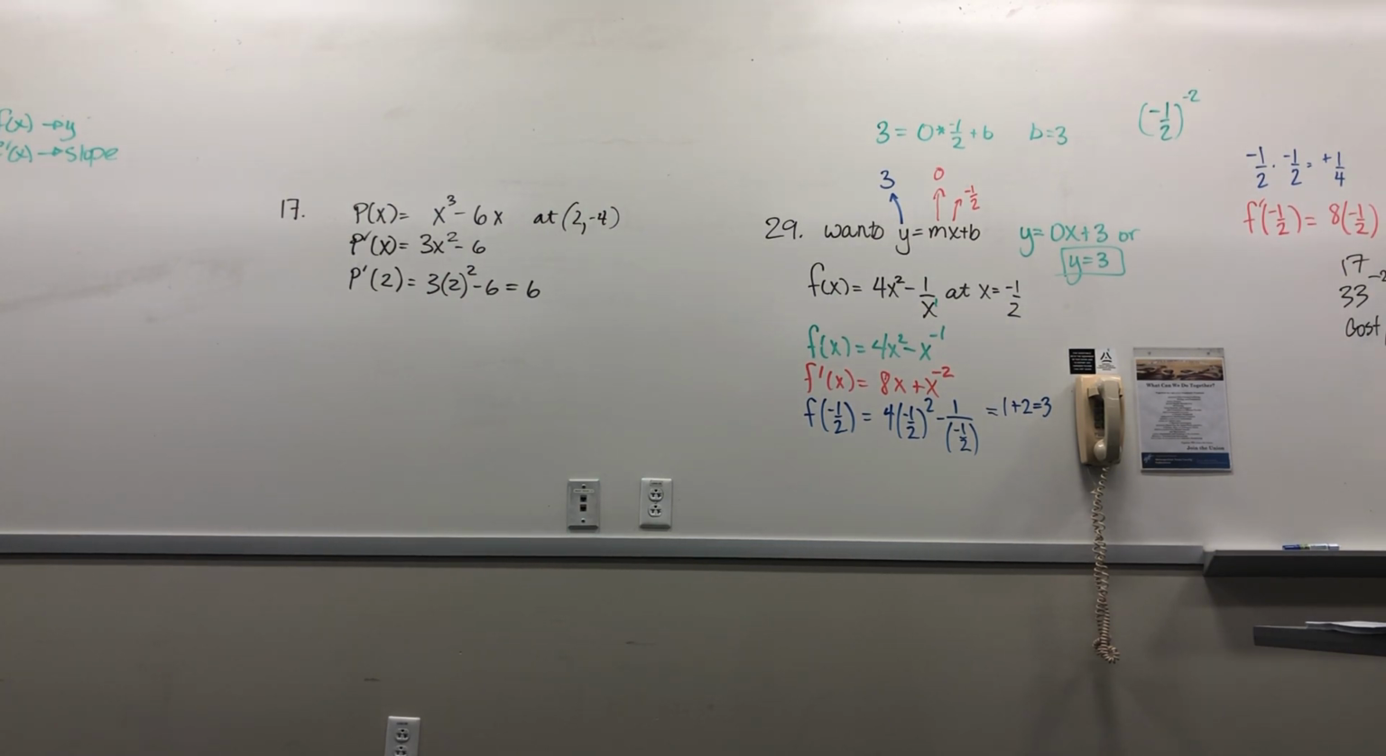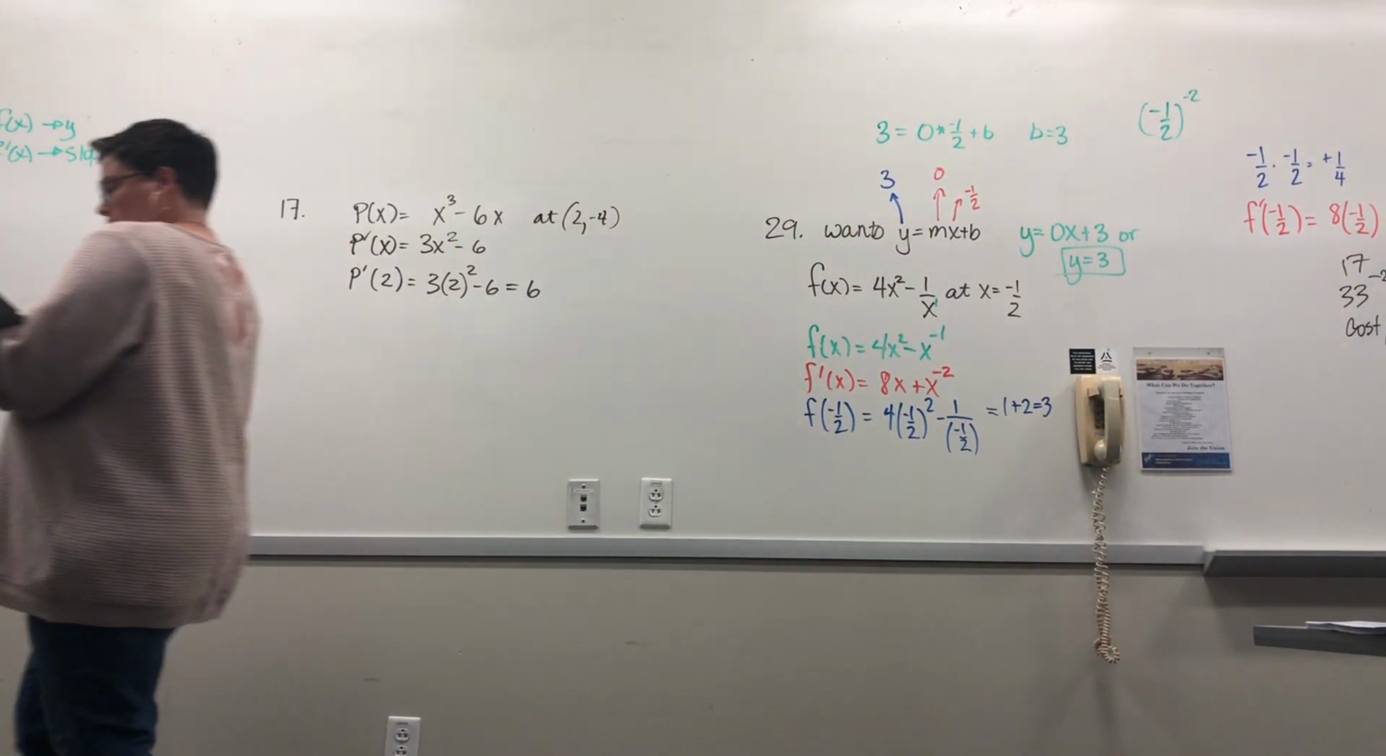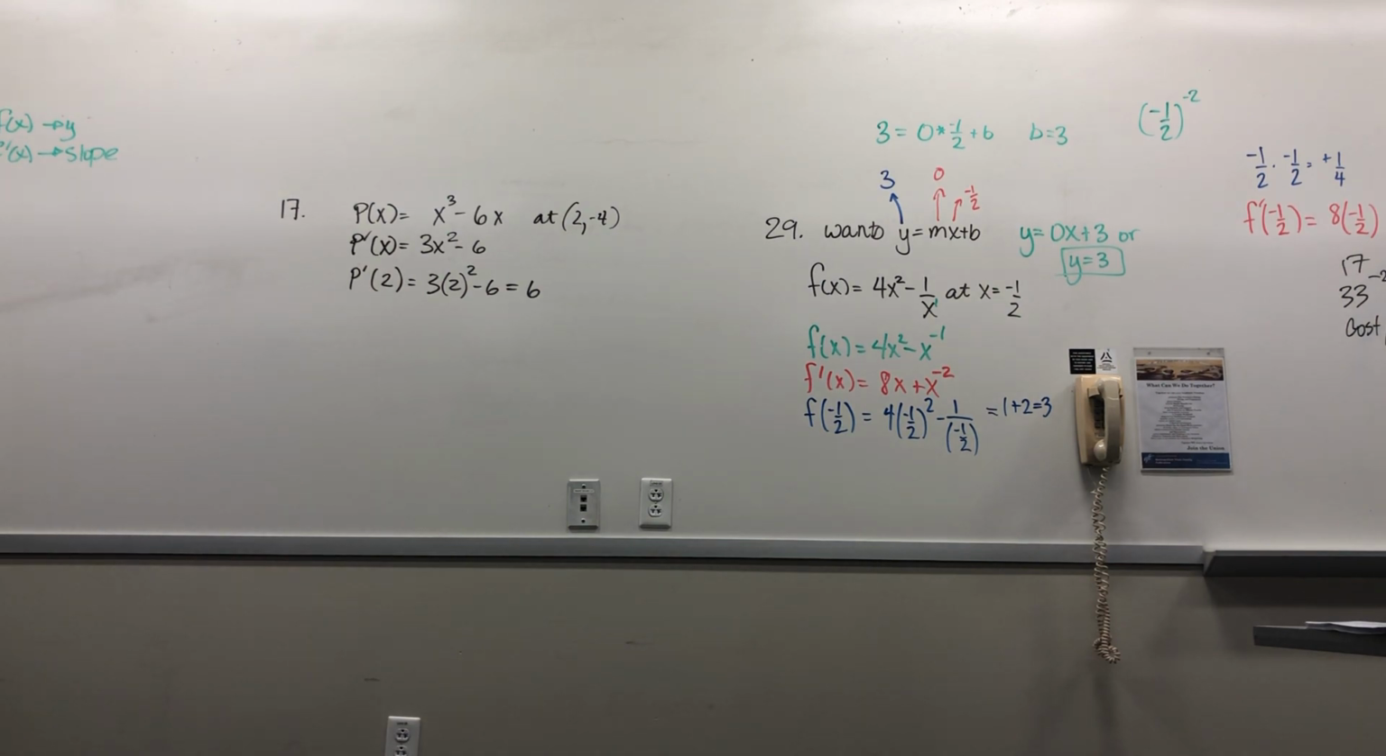I hope that helps. Okay, so that was 29. Let's look at 33. Who asked for 33? Do you have x to the 4th minus 4x cubed plus 9 as your 33? Okay. Ruby.